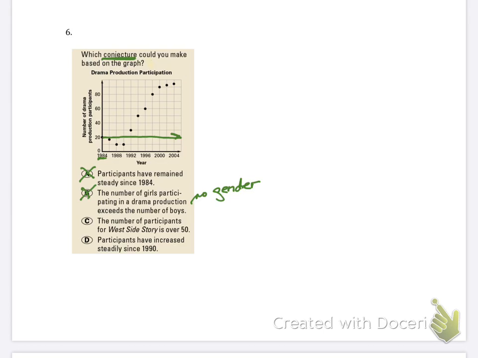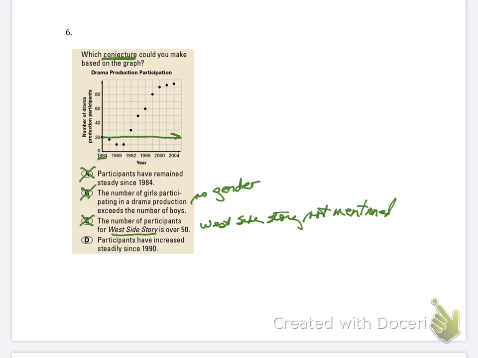Okay, look at C. The number of participants for West Side Story is over 50. Can't do that either. Okay, so West Side Story is not mentioned. So I can't draw that conclusion. I cannot make that conjecture.